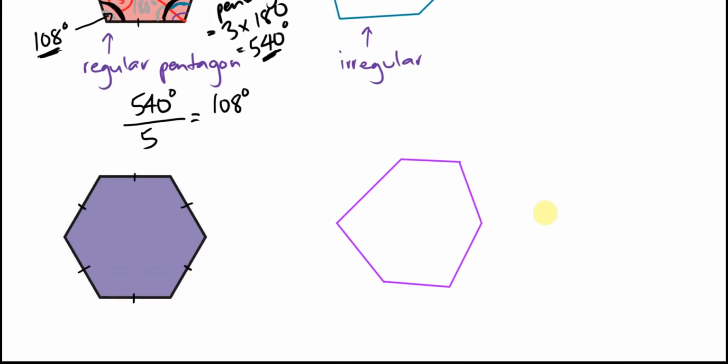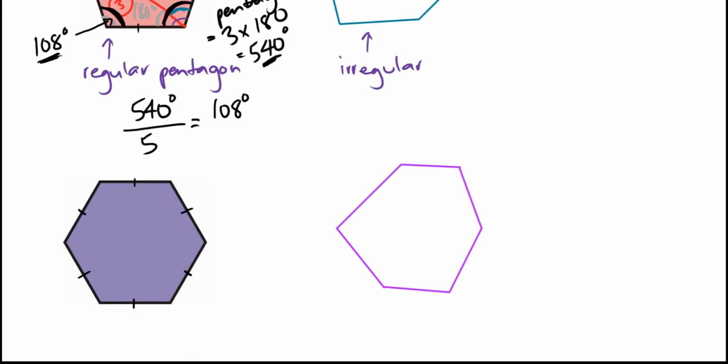Let's have a look at another example. So we've got a hexagon here. So this one would be a regular hexagon. This one would be an irregular hexagon. And what you could do is pause the video now and see if you can work out what the size is of one of those interior angles for a regular hexagon.